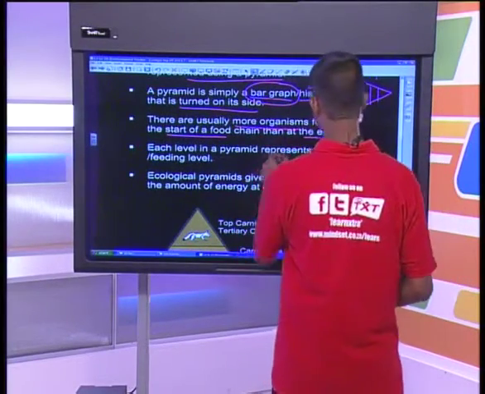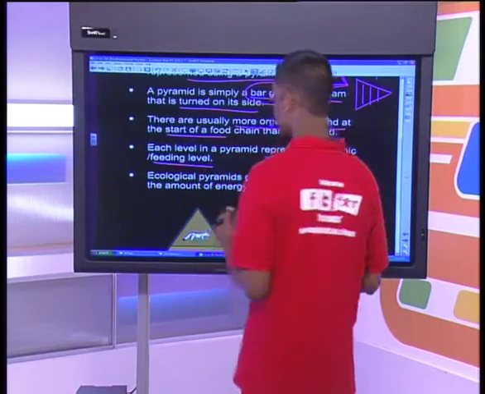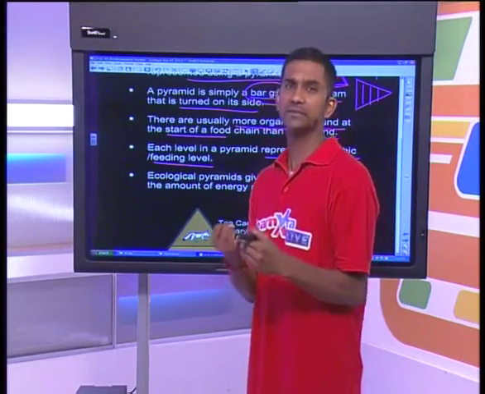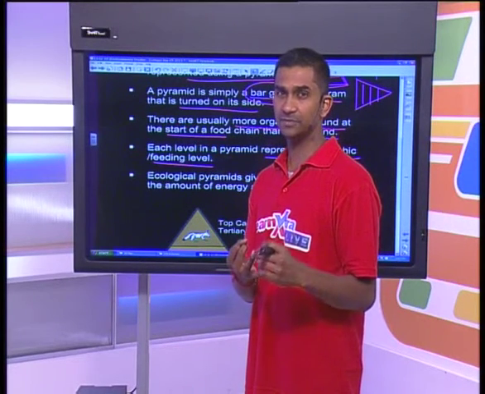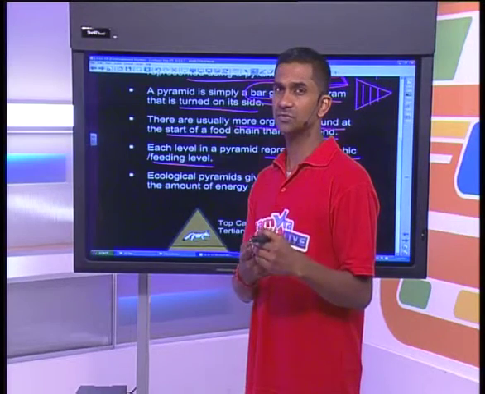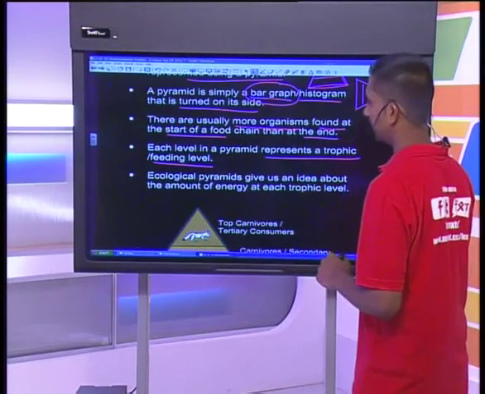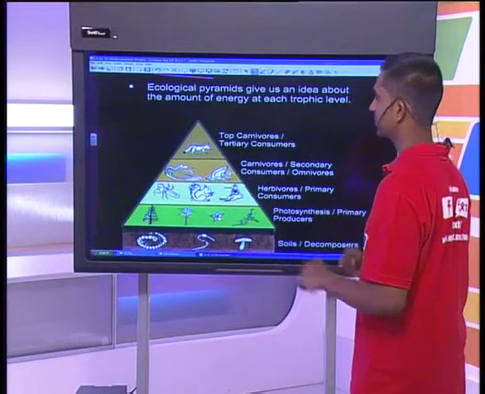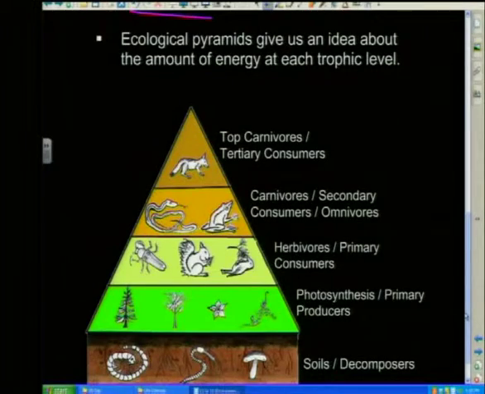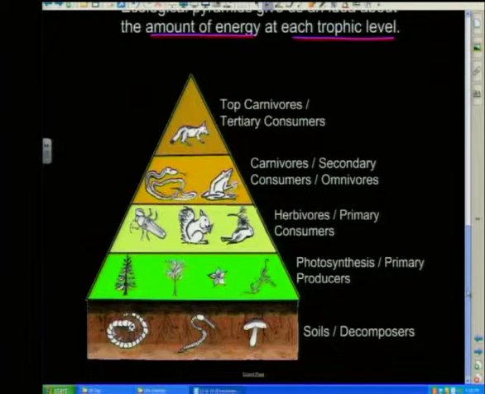Each level in a pyramid represents a trophic or a feeding level. And we discussed trophic levels last week. We spoke about the first trophic level being made up of the producers, the second trophic level being made up of your primary consumers, and your secondary and tertiary consumers forming the third and fourth trophic levels respectively. So each level in a food pyramid represents the different trophic levels. An ecological pyramid will always give us an idea about the amount of energy that is available at each trophic level. If we look at this food pyramid, we see different trophic levels. This is the first trophic level, the second, the third, and obviously this would be the fourth trophic level.